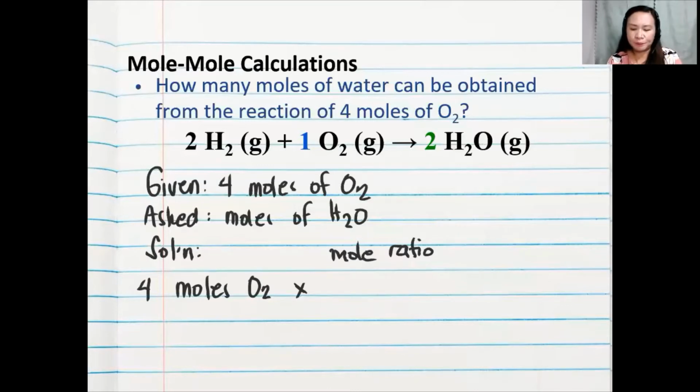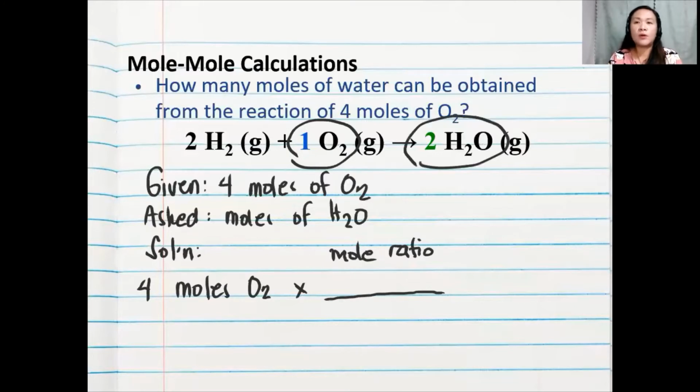And so, we are given oxygen. This is oxygen. And we are being asked for the moles of water. So this is water. The mole ratio will be the coefficients found before the different compounds. So for water, we have 2 here, and for oxygen, we have 1. And so this is what we will be writing in our mole ratio.